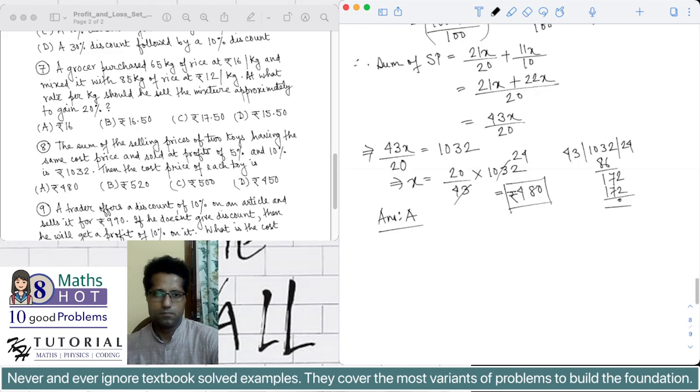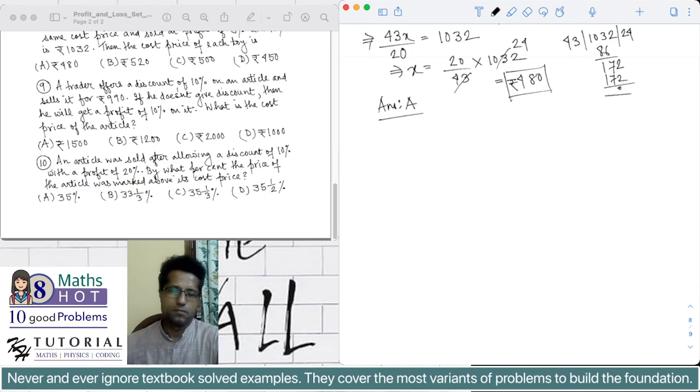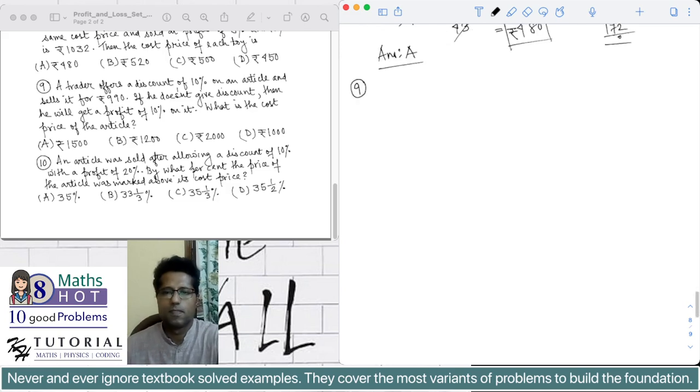Let's do problem number 9. A trader offers a discount of 10% on an article and sells it for rupees 990. If he doesn't give discount, then he will get a profit of 10% on it. What is the cost price of the article?